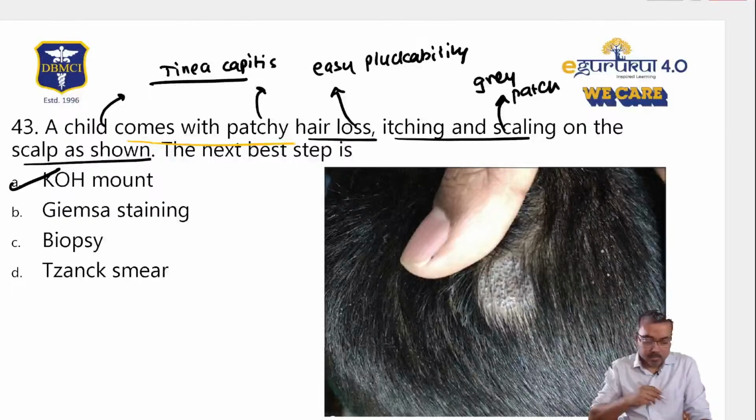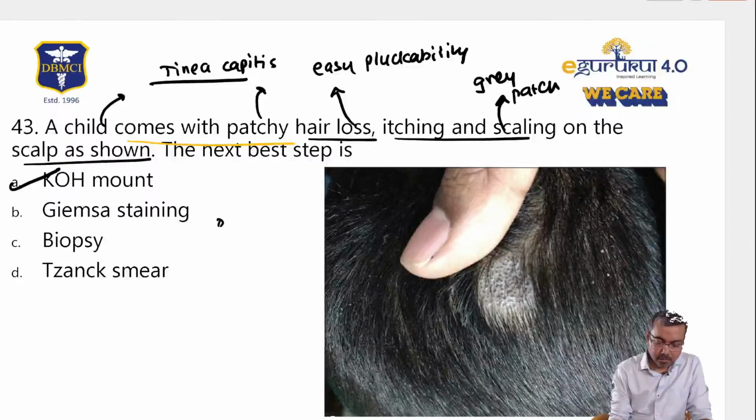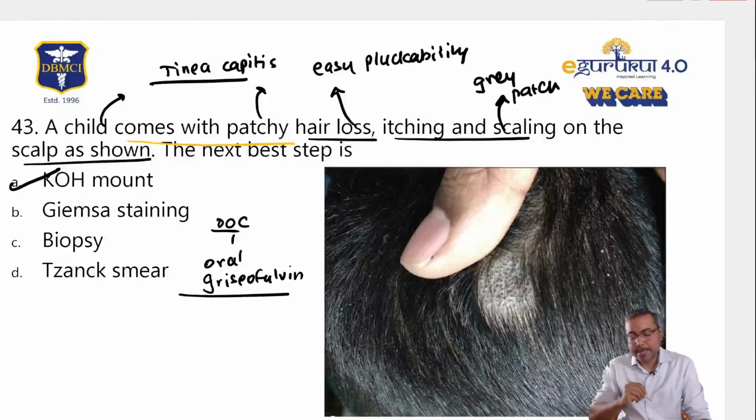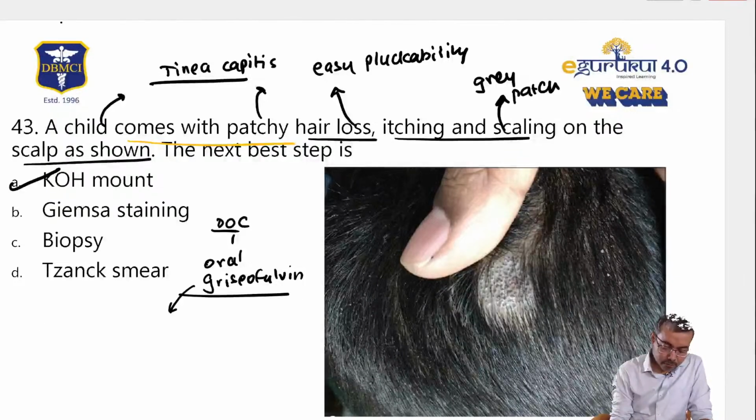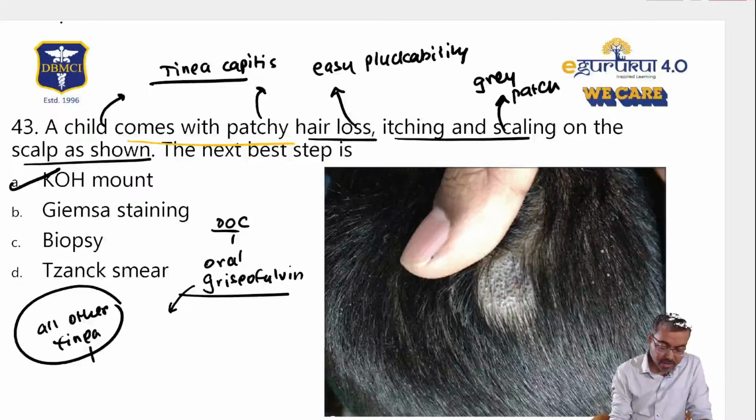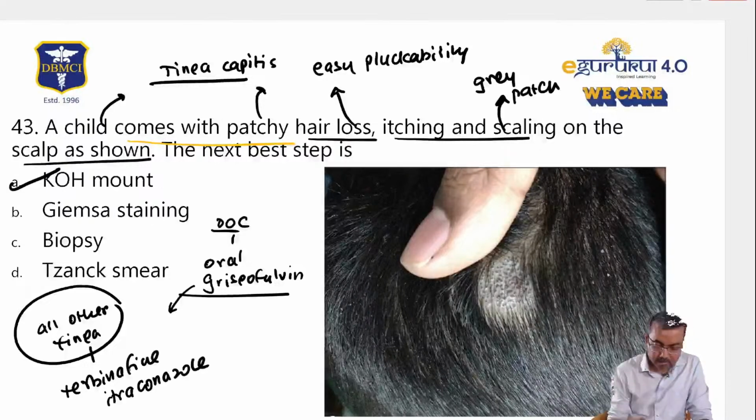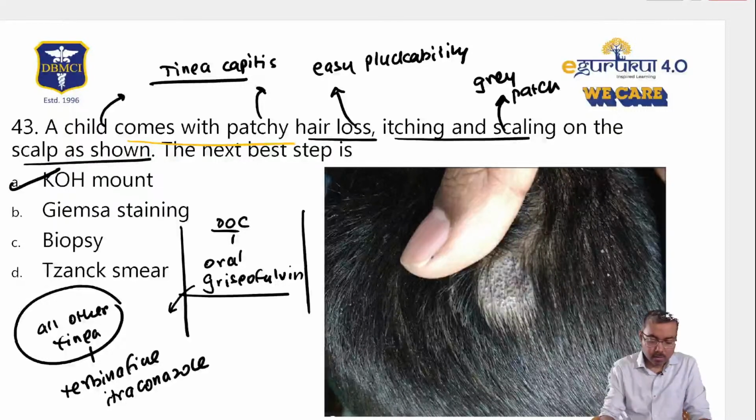Right, KOH, obviously, no doubt about this. Clear? Drug of choice for tinea capitis is oral griseofulvin. But for all other tineas, apart from tinea capitis, never answer griseofulvin, answer terbinafine or itraconazole. Terbinafine or itraconazole. Clear? Okay.